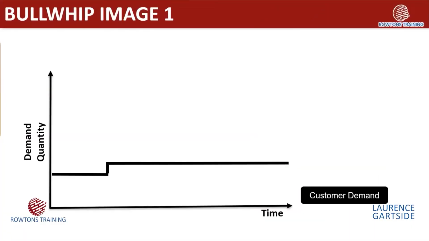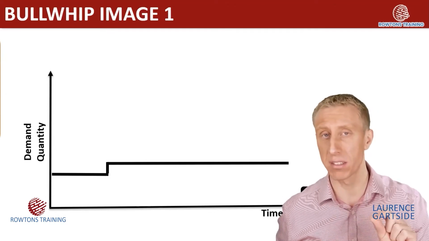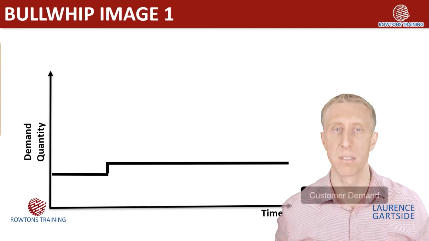Let's look at this graph a little bit more closely. So you can see going up the y-axis we have demand quantity and time along the bottom. And in black we're showing customer demand, actual real end customer demand. And it's flat, and then there's a little increase, and then it's flat again. Just one small step increase.